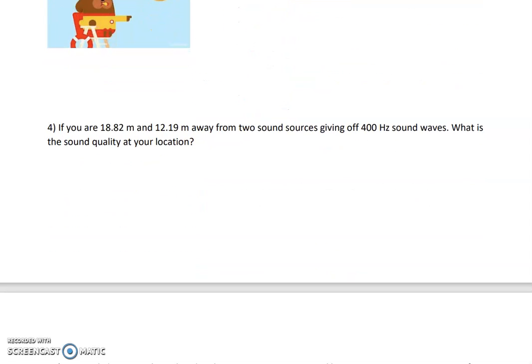Right, you've got two distances from two sound sources giving 400 hertz sound waves. What's the sound quality at your location? So this is the old S1 minus S2 divided by lambda expression we looked at to see how many waves fit in the distance difference from the points. So you might want to find the wavelength of those sound waves. You know the speed of sound. Just use the 340, get the wavelength, and see how many wavelengths further away one is compared to the other. Remember, you've got to be careful. Is it an integer? Is it an integer and a half? Is it somewhere in between? And hopefully you can figure out approximately how good the sound quality would be at your location.